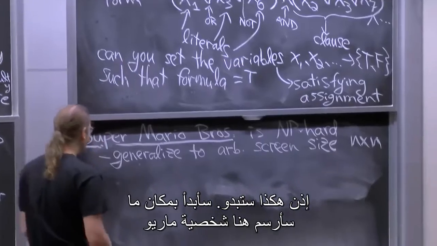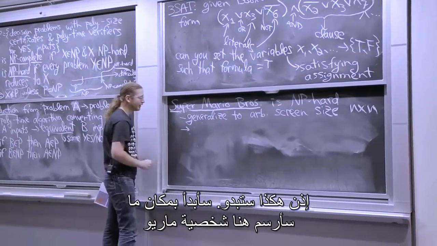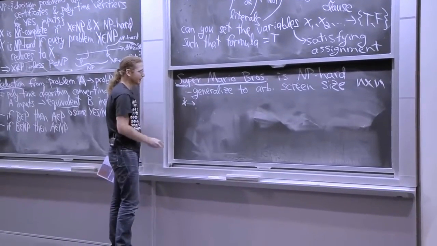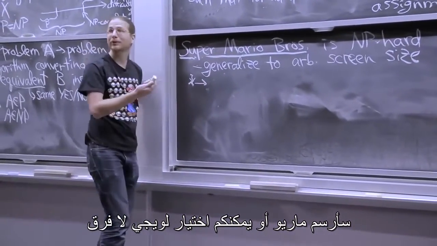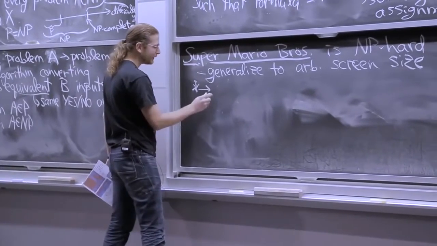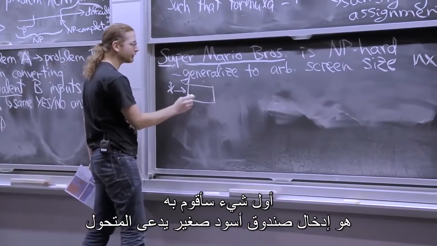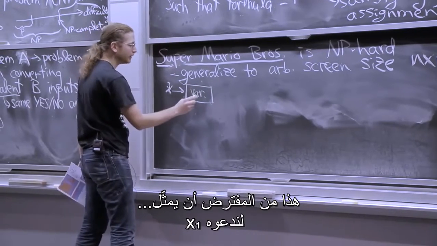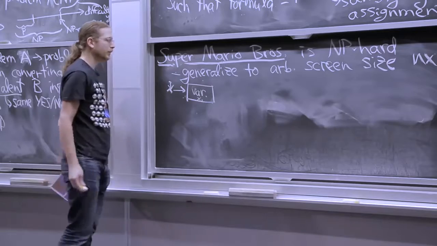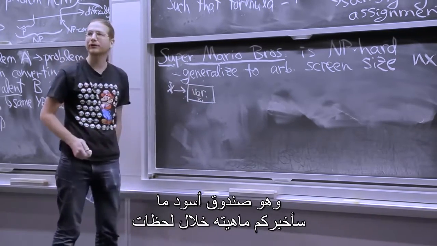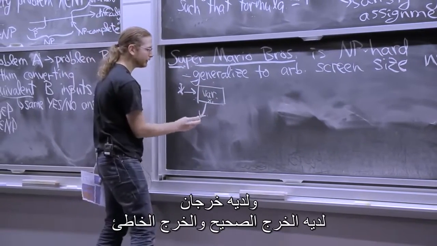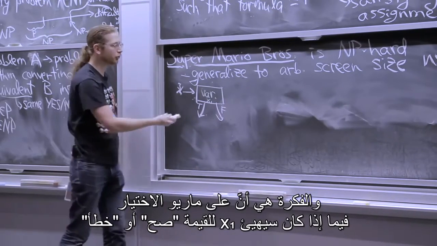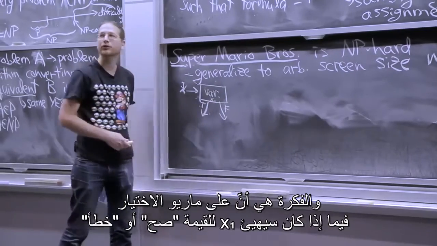Okay, so here's what it's going to look like. I'm going to start out somewhere. Here's my drawing of Mario. Or you could play Luigi, doesn't matter. The first thing it's going to do is enter a little black box called a variable. This is supposed to represent, let's call it x1. It's some black box, I'm going to tell you what it is in a moment. And it has two outputs: the true output and the false output. And the idea is that Mario has to choose whether to set x1 to true or false.